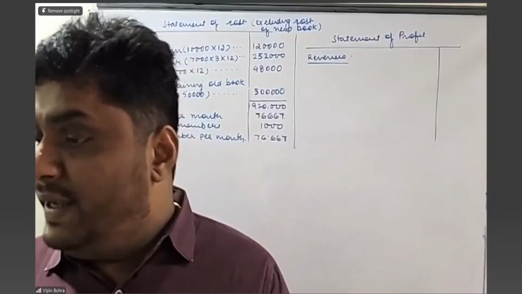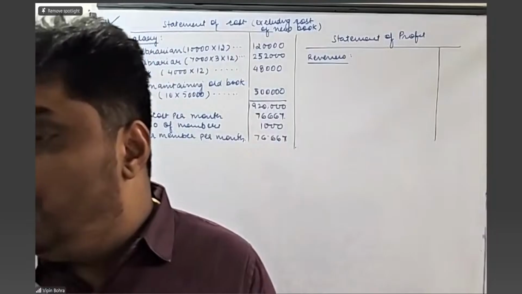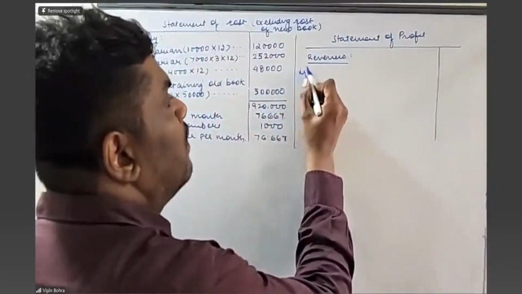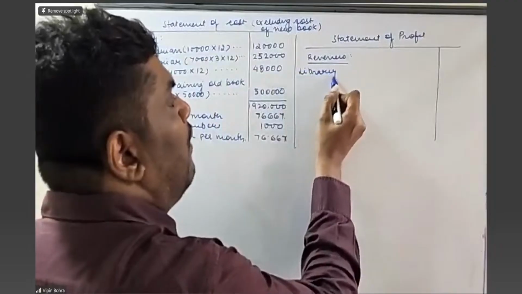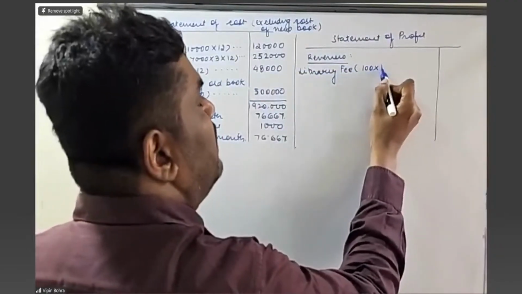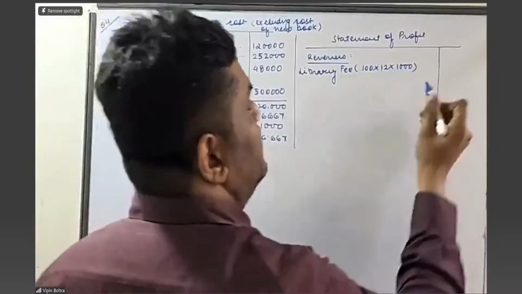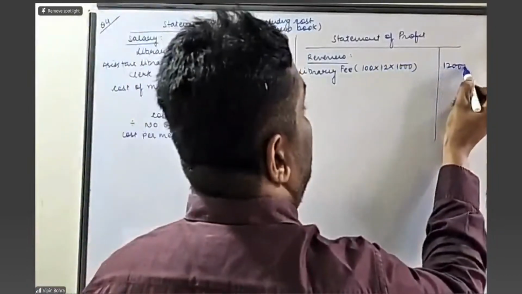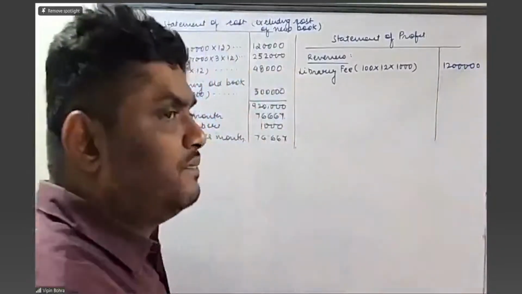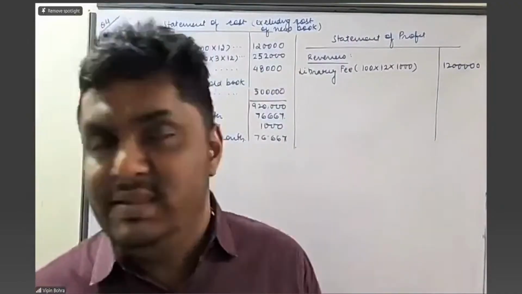So when talking about the calculation of revenue, see, library fees per member per month, it is 100 rupees. 100 rupees per month per member into total 1000 members. So it comes to rupees 12 lakh. Library fees is done. Now next is late fees.